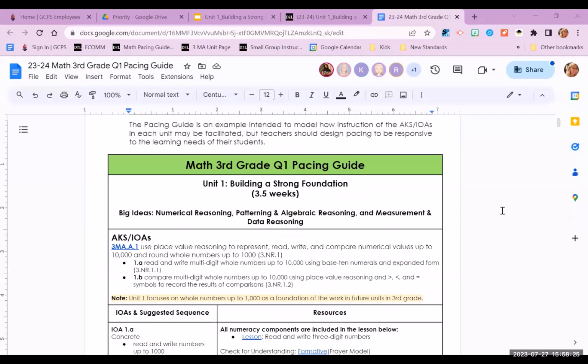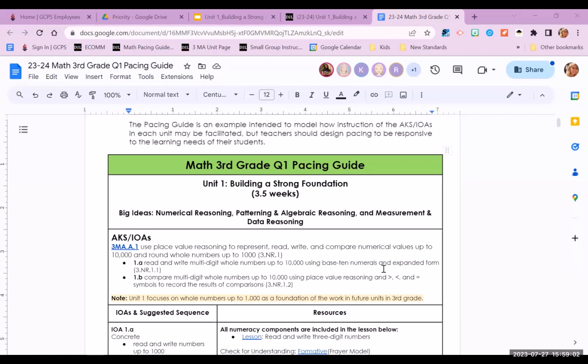In this portion of the pacing guide, we see the name of the unit, the big ideas for the unit, and the suggested pacing. Unit 1 will focus on numerical reasoning, patterning and algebraic reasoning, and measurement and data reasoning. The suggested pacing for this unit is 3.5 weeks. In the next box, you will see the first AKS and IOA that will appear in the unit. Unit 1 will begin with AKS 1, IOA 1A, and 1B.